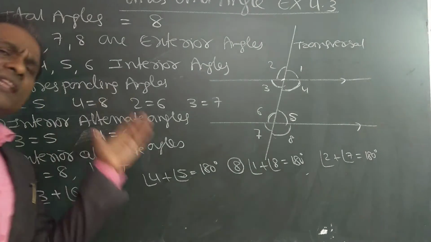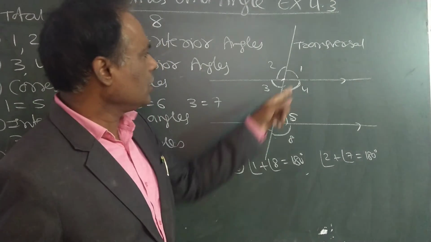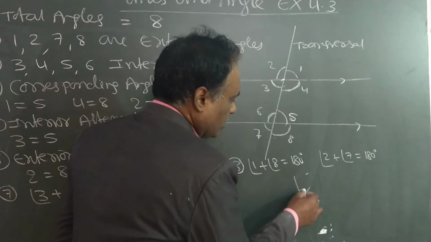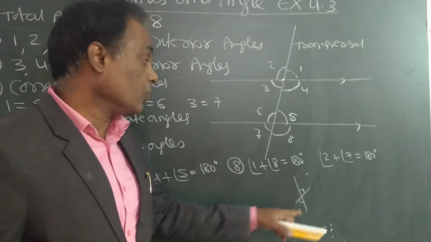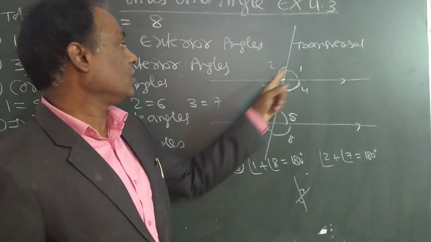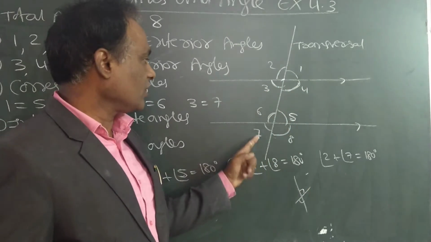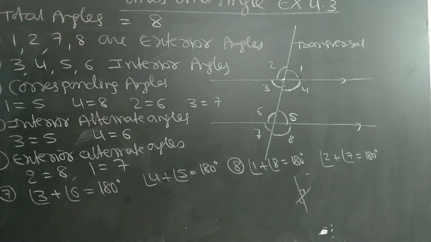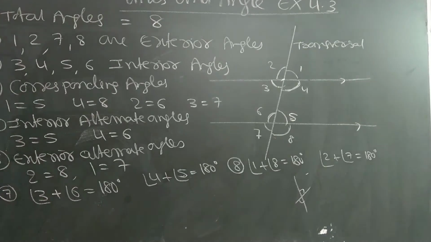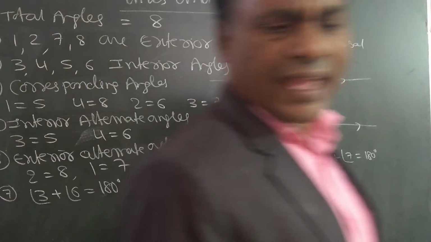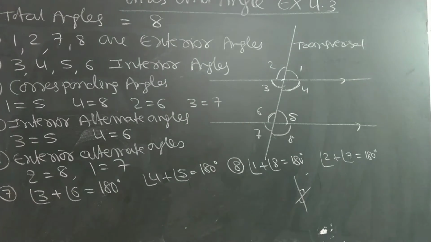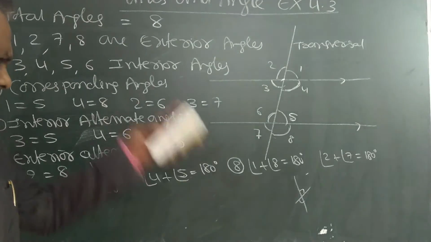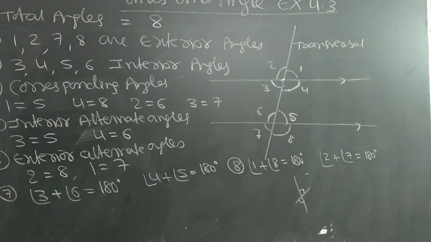And of course, in the beginning itself, I told one more concept. If two lines are intersecting, these two are called vertically opposite angles, and they are equal. So this is equal to this. 5 is equal to 7, 6 is equal to 8, like that. Vertically opposite angles, this concept I explained. I just reminded you once again, because you may forget with so many new concepts.